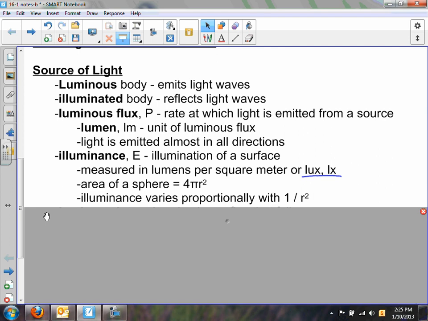So if you have a certain amount of light, if you maybe have 10 lux 1 meter away, and you double your distance, you're going to have 1/4 as much, or 2.5 lux. If you triple the distance away, you're going to have 1/9 as much. Well, 1/9 of 10 is a little over 1. So it's an inverse square law.